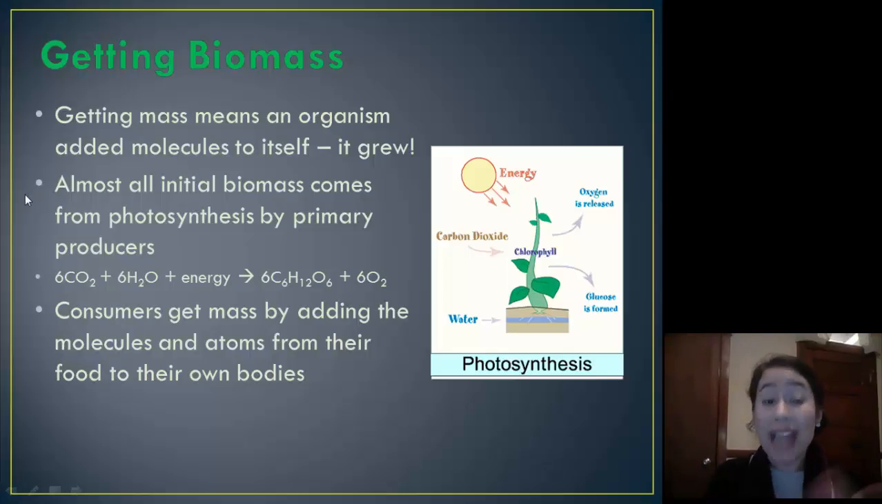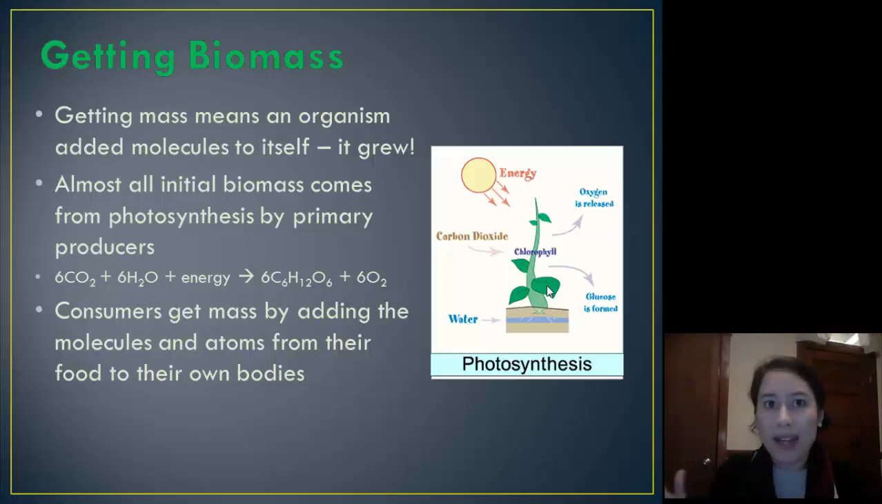And just like all of the energy in our system came from the photosynthesis process of primary producers, so does almost all of the initial biomass in the system. Primary producers are doing photosynthesis to take carbon dioxide out of the air, water from the soil, which we can see right here in the picture, and using energy from the sun, they're making glucose and releasing oxygen. And that glucose that is stored in the plant is going to be the biomass of the plant.